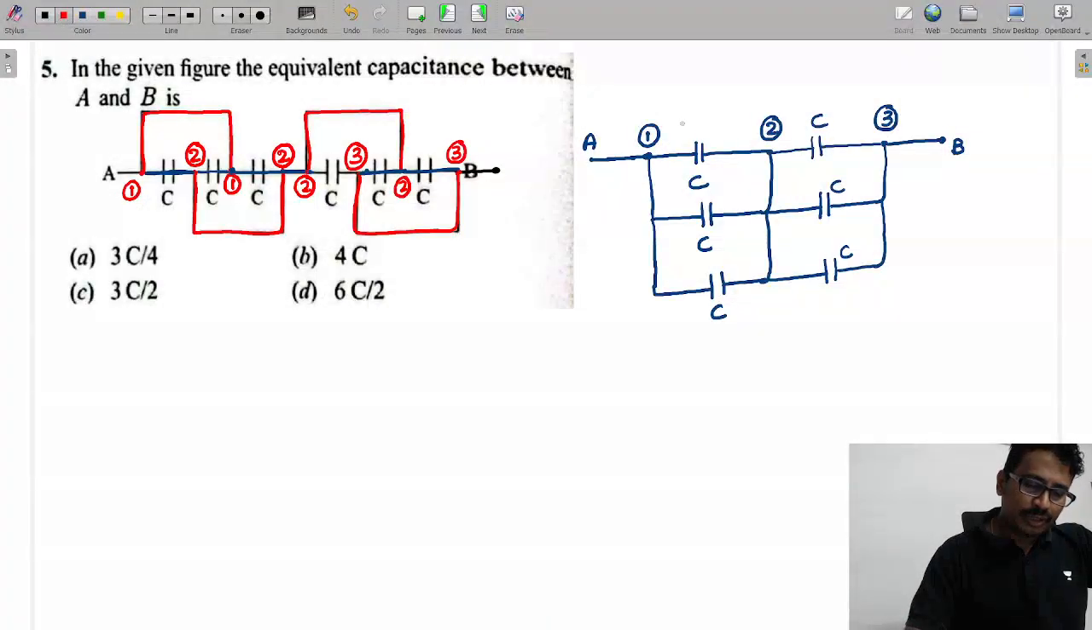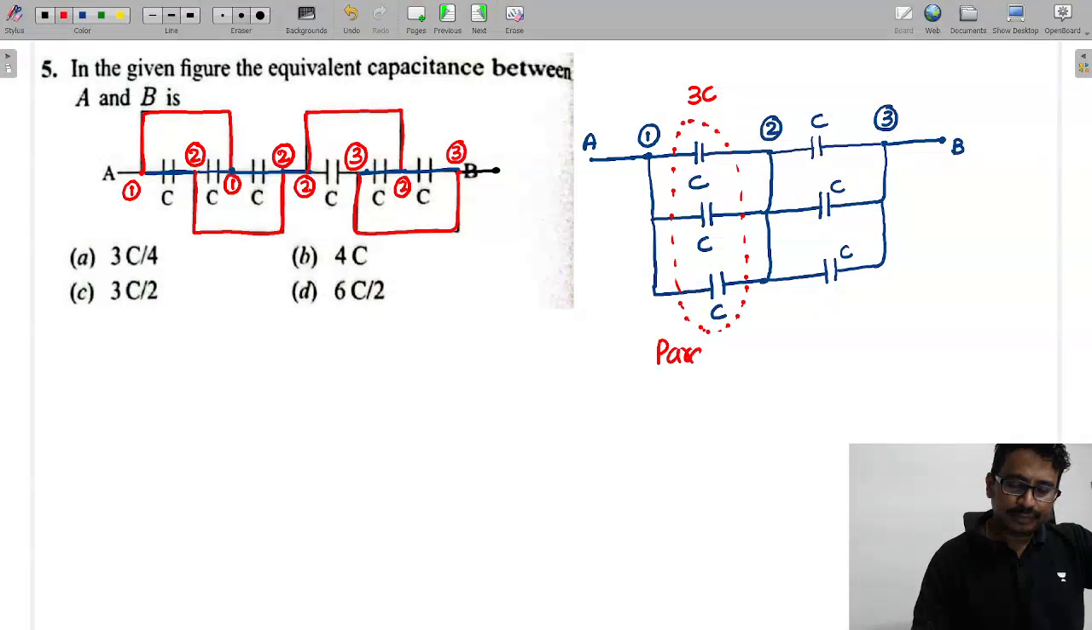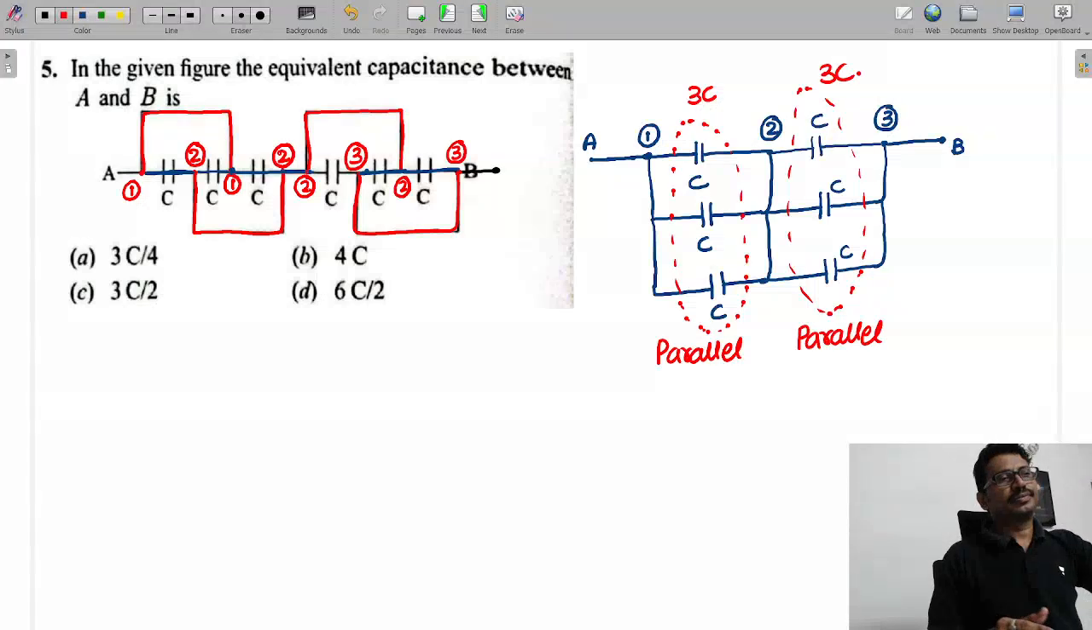Now you tell me how all these three capacitors are connected. Parallel. So the equivalent is 3C, we can simply add them. All these are parallel. Next, how are these three capacitors connected? These three are also parallel, so we can directly add them. So how much is this value? This is also 3C.